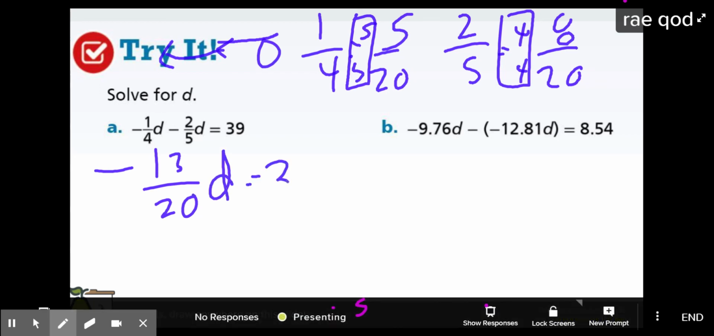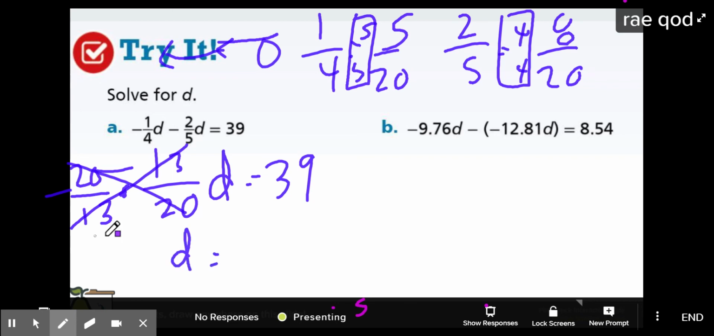D equals 39. Now these are being multiplied together, so I need to divide them. So remember, D divided by -13/20. And how do we divide fractions? We keep, flip, change. I'm going to keep the first fraction, flip my second fraction, and we still keep our negative. So I get -20/13. Then I change my sign, so now I'm multiplying them. So these cancel out, and I'm left with just D.